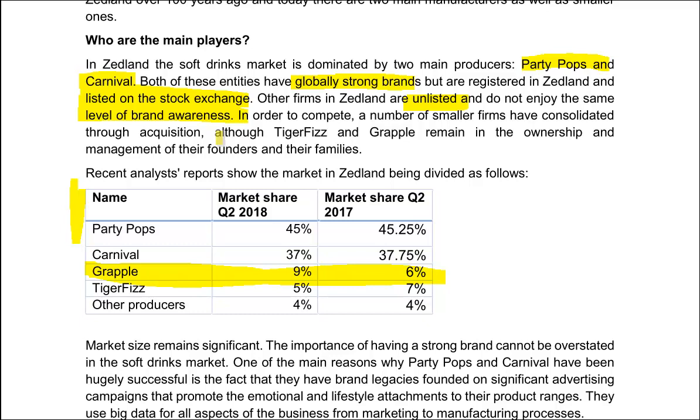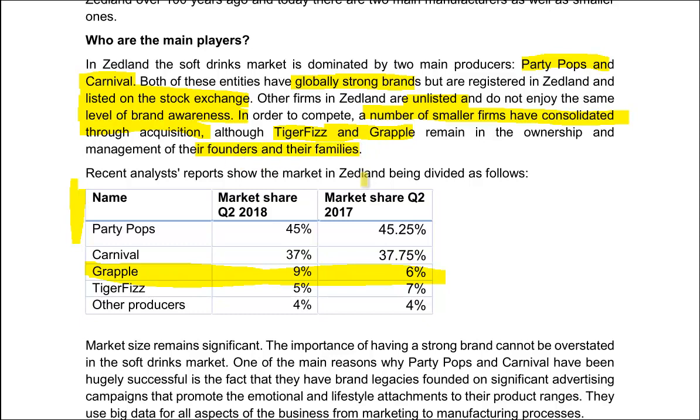We're trying to grow that and foster that growth. So that's going to be at the back of our minds no matter what we do in terms of thinking about how we answer our questions. Now, super importantly, in order to compete, a number of smaller firms are consolidated through acquisition. So as I was saying, listing, acquisition, kind of chain reaction. But Tiger Fizz and Grapple remain in the ownership and management of their founders and their families.